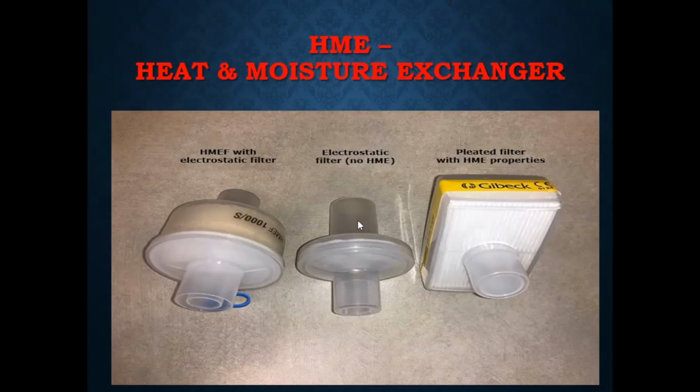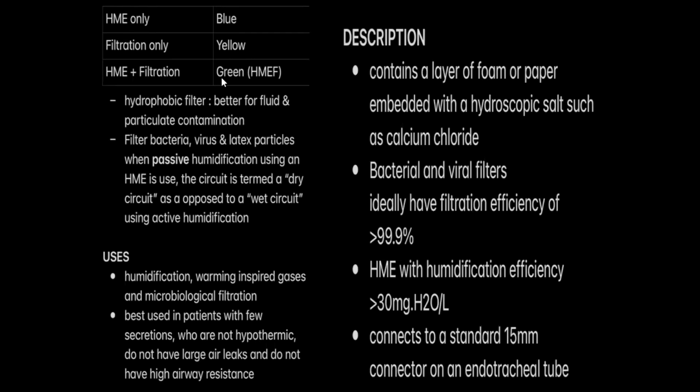There are many different types of it. You have blue, green, yellow, and everything. Generally, even though this is not a universal rule, books mention that if it is HME only, it will be blue. If filtration only, it will be yellow. HME plus filtration is green. That one we usually use. In our ICU setting, everything we use is a green HMEF, which has HME plus filtration. Filtration only is yellow, which is used at the machine side.